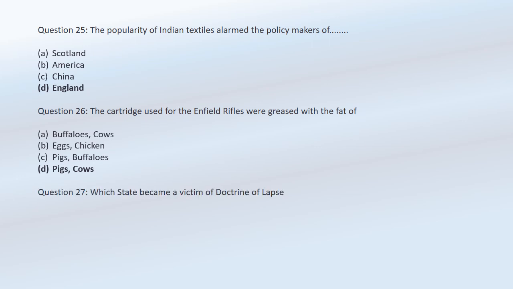Question 27. Which state became a victim of doctrine of lapse? A. Lucknow. B. Pune. C. Nagpur. D. Hyderabad. Option C is the right answer. The state which became a victim of doctrine of lapse is Nagpur.